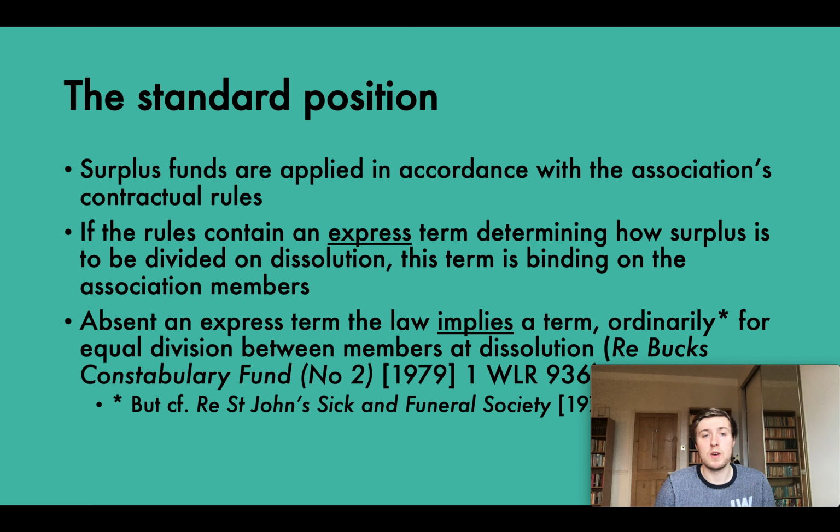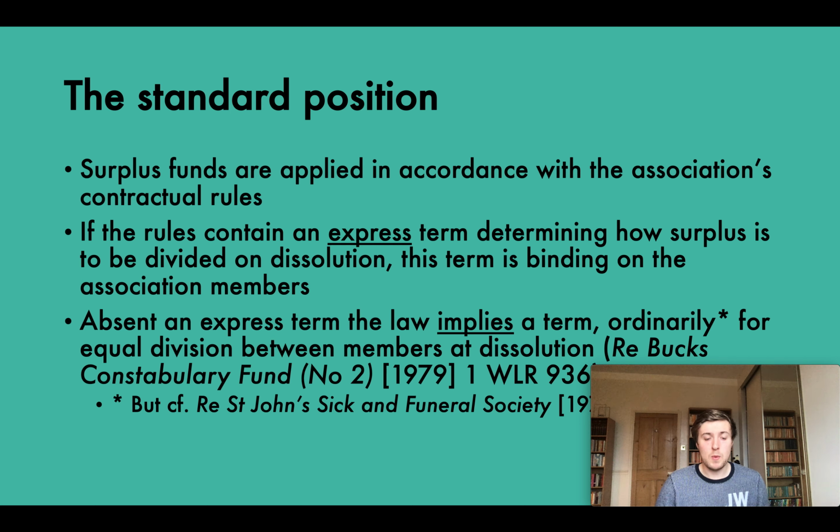But compare this with the case of Re St John's Sick and Funeral Society. The word ordinarily was used because occasionally the term implied will not be one for equal division. In this case, an unincorporated association existed to provide sickness and death benefits to its members. The membership of the society comprised both adults and children. The children paid their subscriptions to the society at half the adult rate and received the benefits at half the rate too. Given that, when the society dissolved, the court had to determine how surplus funds under the contract holding theory were to be applied.